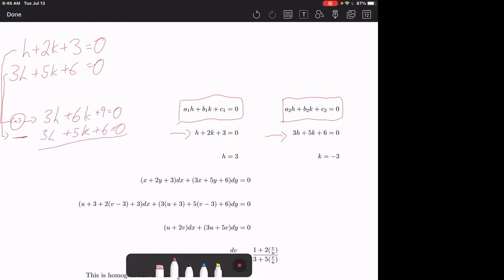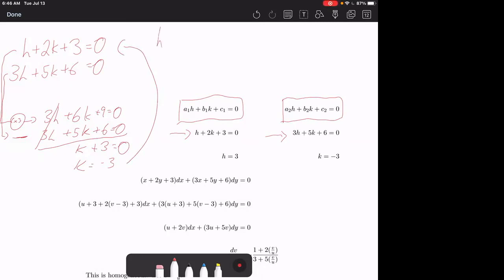The reason we do this is that the h's now disappear. We get 6K minus 5K gets us 1K, plus 3 equals 0, which gives us that K is equal to negative 3. Now, if K is equal to negative 3, we can plug that back into one of these original equations.